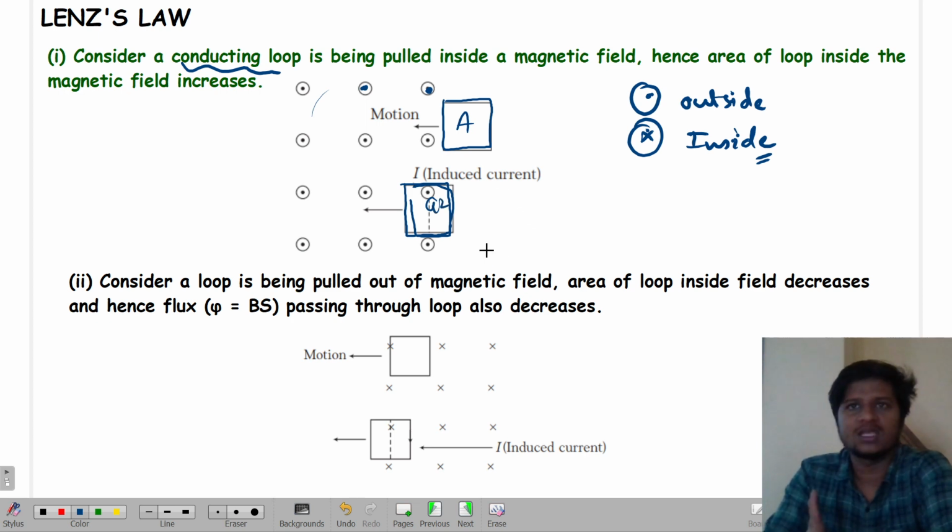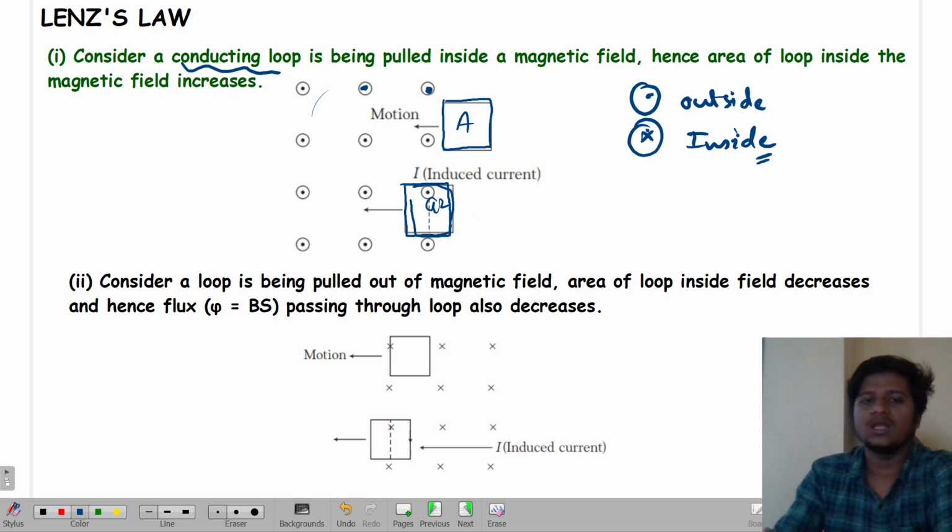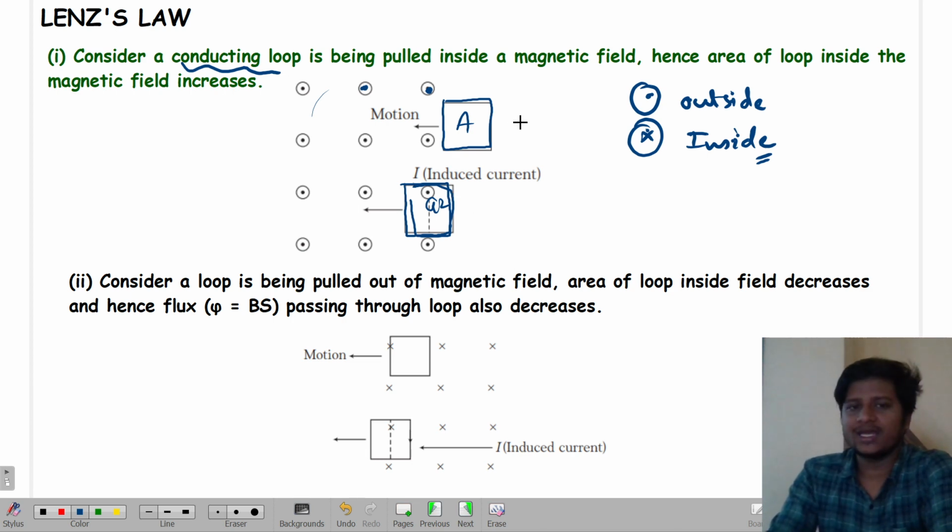Am I correct or not? The nose, so it is straight. So now look over here. Here the area is 0. Here the area is finite. So if the area changes from 0 to finite, what is going to happen? Flux will be produced. Yes or no?